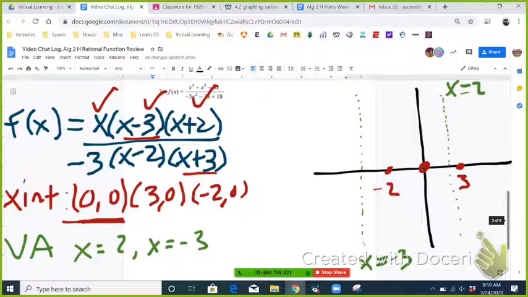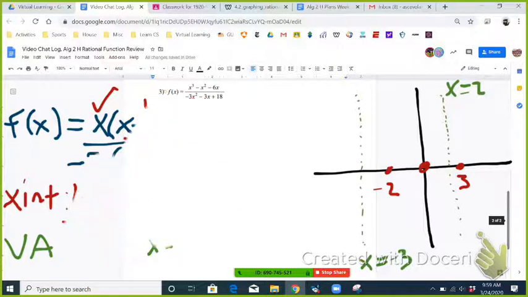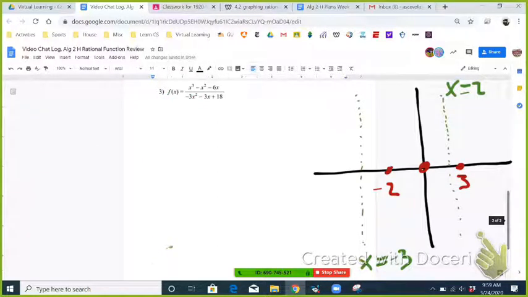So to find that, we're going to divide the numerator and the denominator using long division.